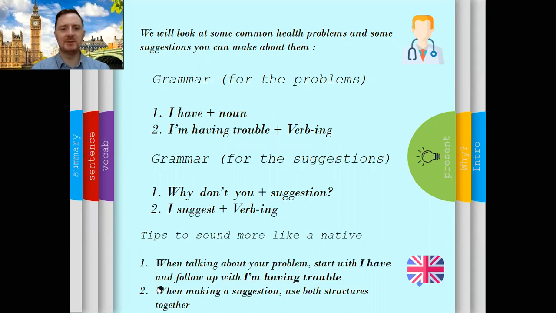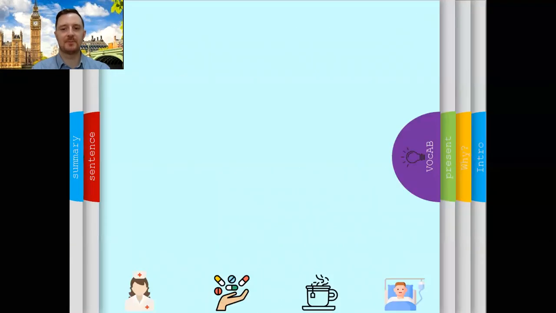And actually it's the same tip for the suggestions. So when making a suggestion, use the two structures, use why don't you? And then we can also use I suggest, verb ing. So we'll use the two of them together, okay? And of course, we'll look at some examples in the coming slides. So let's go to the next slide, the vocabulary slide, and look at some vocabulary that we can use to talk about health problems and make suggestions.